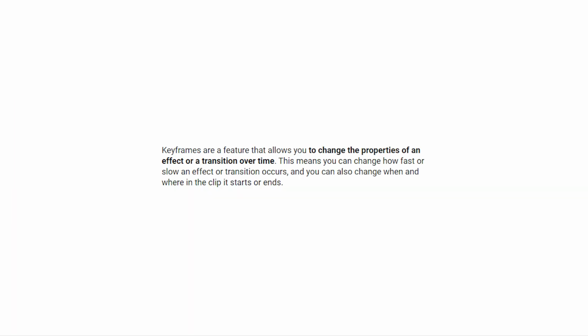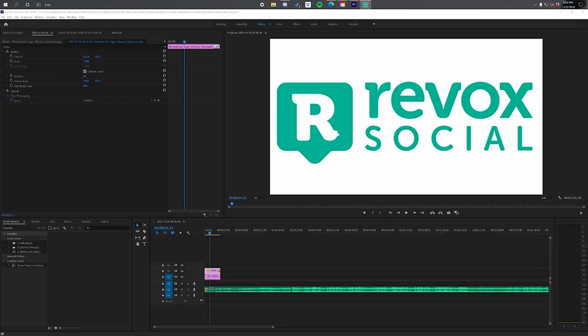Keyframing is something that allows you to change the properties of an effect, object, or transition over time, leading to some pretty cool effects in the process. To start, hop over to Premiere Pro, get your file set up with the basics like a blank background and graphic of choice, and click on the Editing tab.